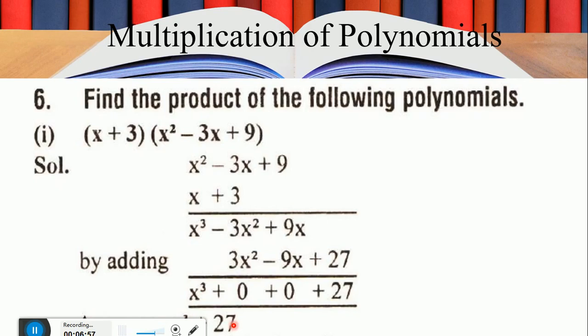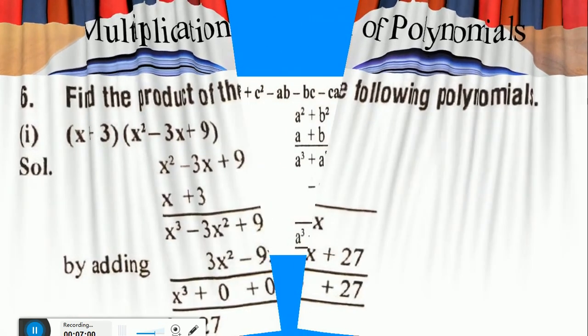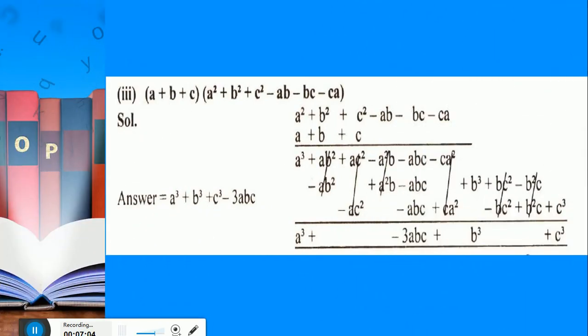Okay, there is another question, multiplication of two polynomials. The first polynomial is a plus b plus c, and the second one is a square plus b square plus c square minus ab minus bc minus ca.